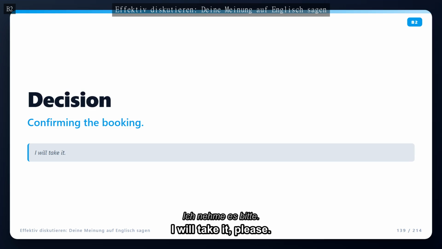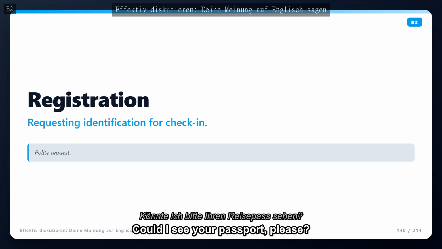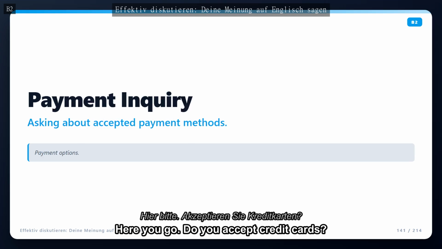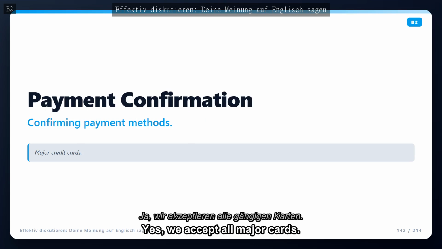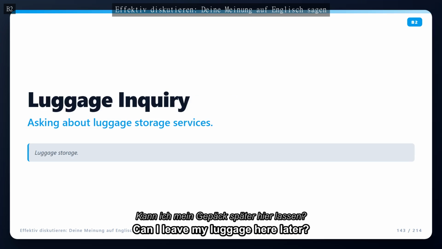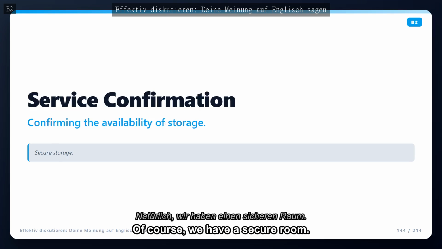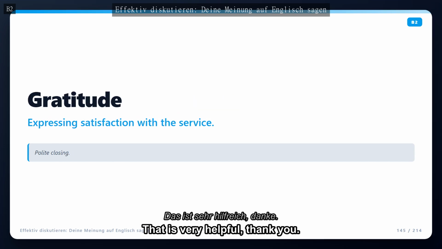I will take it, please. Could I see your passport, please? Here you go. Do you accept credit cards? Yes, we accept all major cards. Can I leave my luggage here later? Of course, we have a secure room. That is very helpful, thank you.